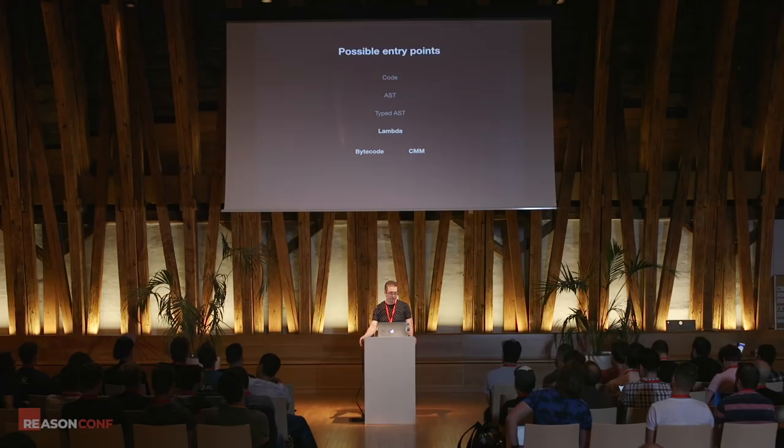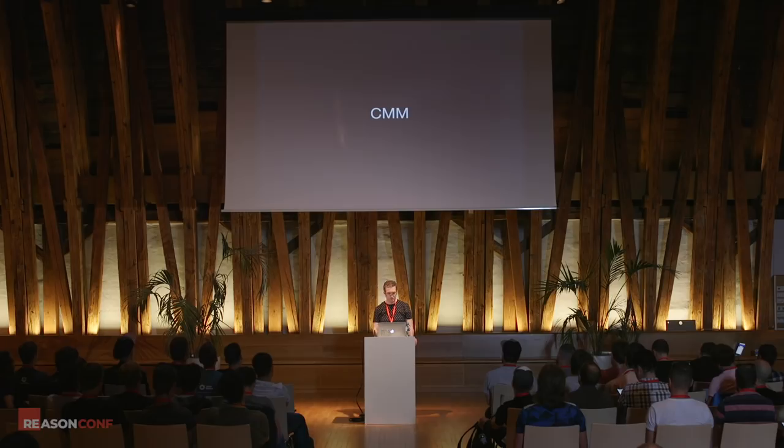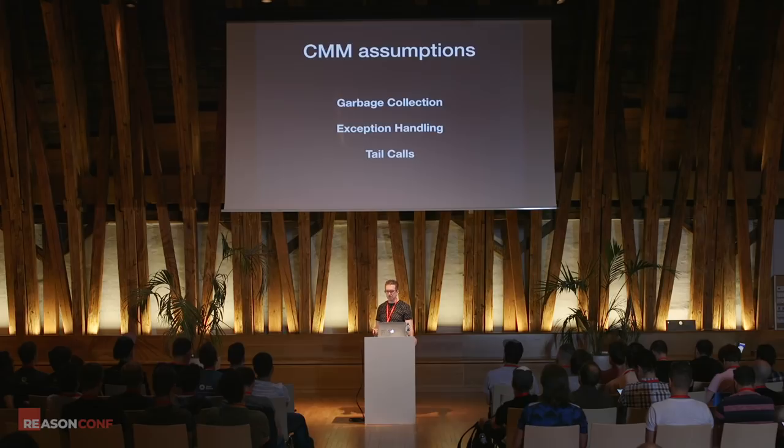Initially, I had an idea to do something similar to what JSOO, js_of_ocaml, is doing. But I then asked, okay, is this a good approach? And then Mark Shinwell from Jane Street mentioned to me, okay, you should go with C minus minus. So that's what I did. I went with C minus minus. It is the closest to what we want to have when compiling to WebAssembly.